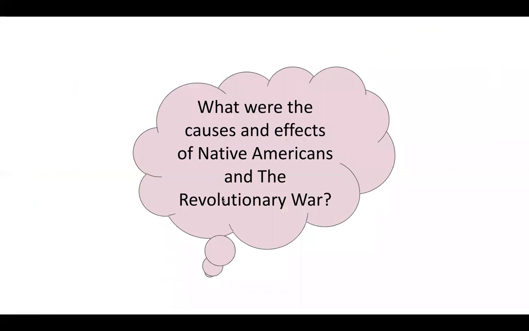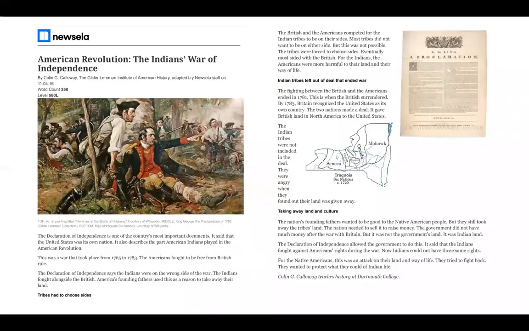So let's remember our focus question. What were some causes and effects of Native Americans and the Revolutionary War? In these first short 3 paragraphs, I already see a big cause and effect. I want you to pause the video here and see if you can find it too. One thing I'm noticing is that the founding fathers took away the Native Americans' land. That was the effect, and the cause was that the Indians fought alongside the British during the Revolutionary War. Let's keep reading. And as we read, let's see if we can find any more examples of causes and effects.